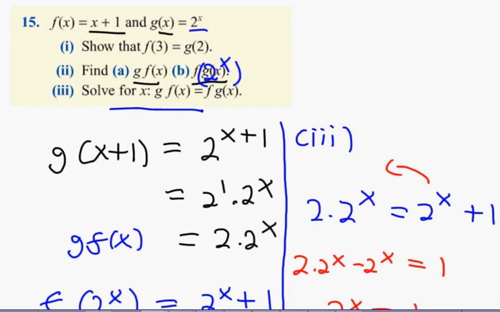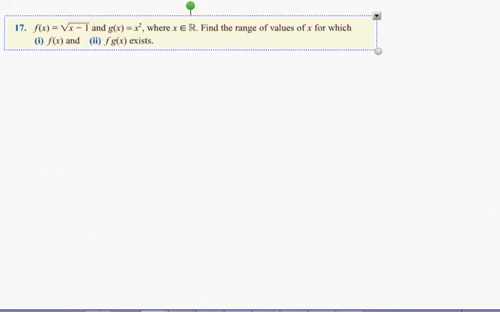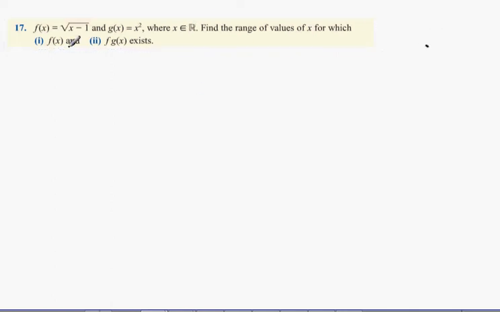Okay, 17. f of x equals root x minus 1. g of x equals x squared, where x is in R. Find the range of values for which f of x and f after g of x exists. f of x only exists if what happens? Yep.